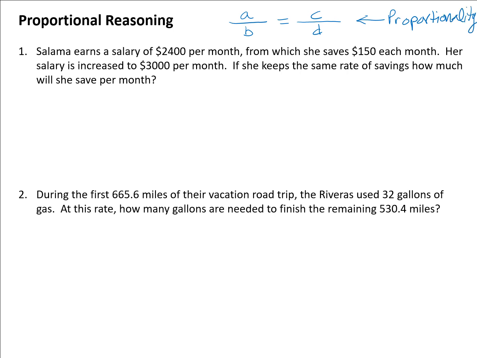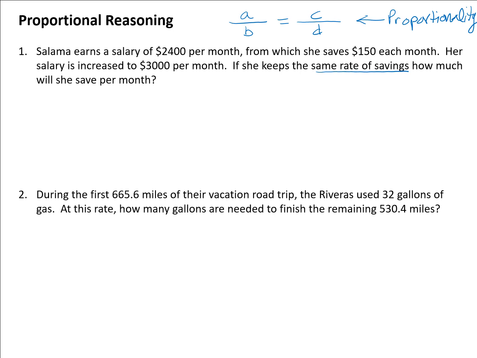Okay, let's start with an example and you'll see how that works out. Salama earns a salary of $2,400 per month, from which she saves $150 each month. Her salary is increased to $3,000 per month. If she keeps the same rate of savings, how much will she save per month? Okay, so notice it says if she keeps the same rate of savings. So that means we want the savings to be proportional as her salary increases.